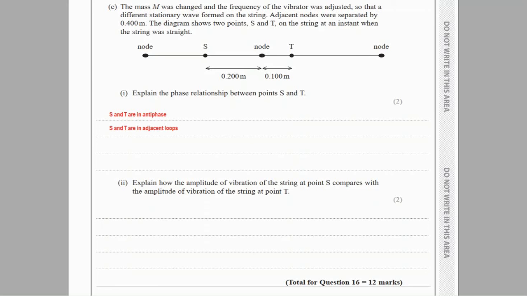Next question says explain how the amplitude of vibration of the string at point S compares with the amplitude of vibration of the string at point T. It's clear from the diagram that S is at an antinode but T is not, and we all know that displacement is maximum at the antinodes. So S has a greater amplitude than T. Why? Because S is at an antinode but T is not. Again, the question says explain. So you have to justify why S has a greater amplitude than T. Because S is at an antinode but T is not.